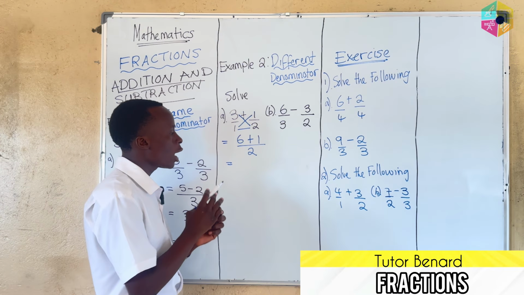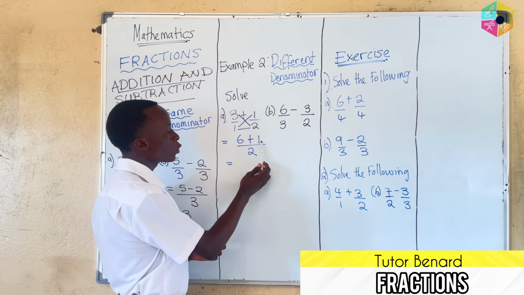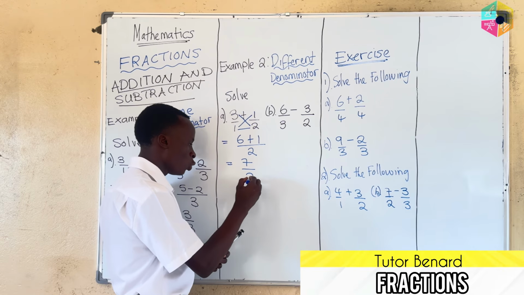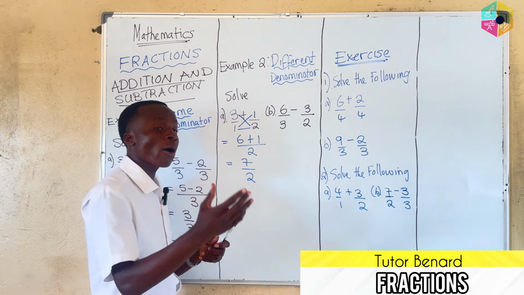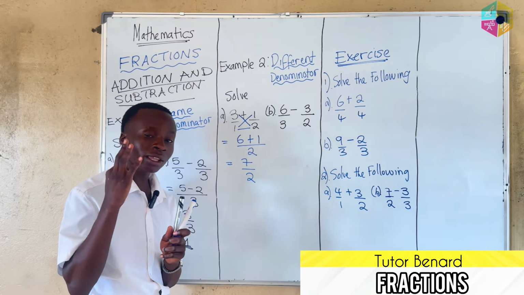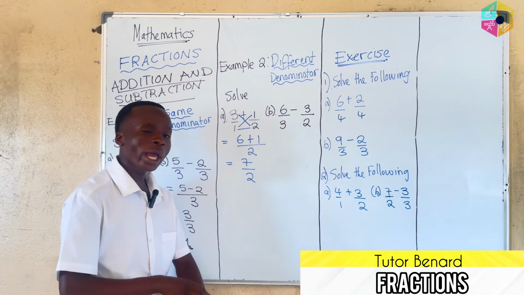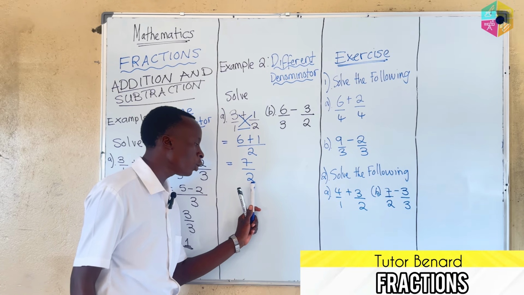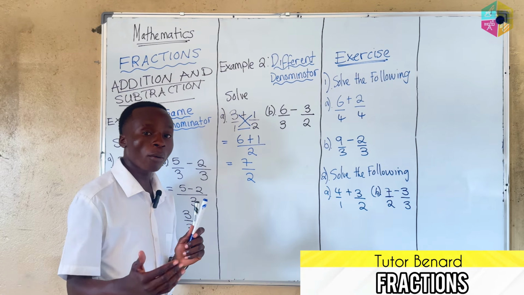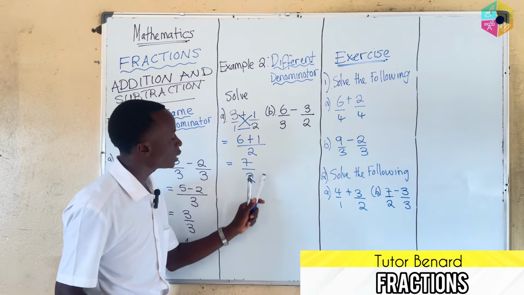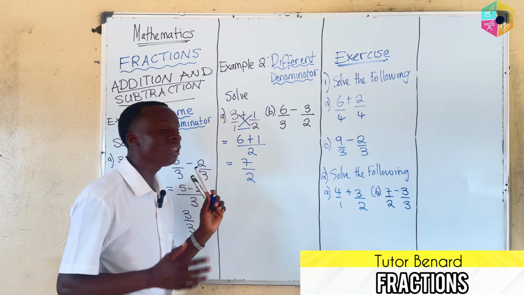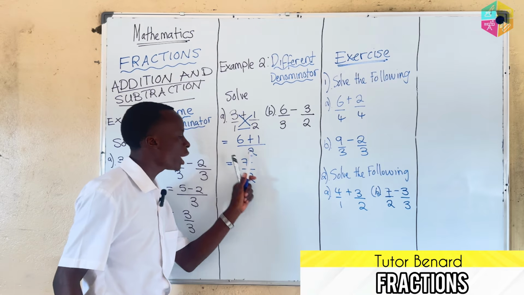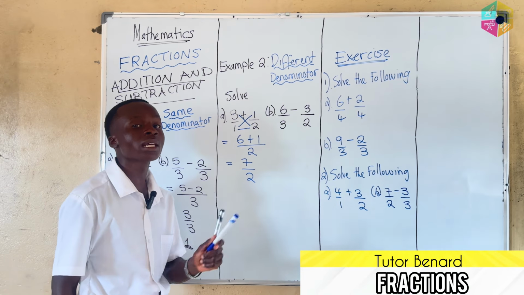When you reach this point, it is simple. You just say 6 plus 1, which will give us 7, over the same denominator, which is 2. In our previous video, we looked at the 3 different types of fractions, where we said whenever your bigger number is on top and the smaller number is at the bottom, this is what we call an improper fraction. Whenever you reach this point and you have an improper fraction, this is not your final answer. You need to change this improper fraction into a mixed fraction.